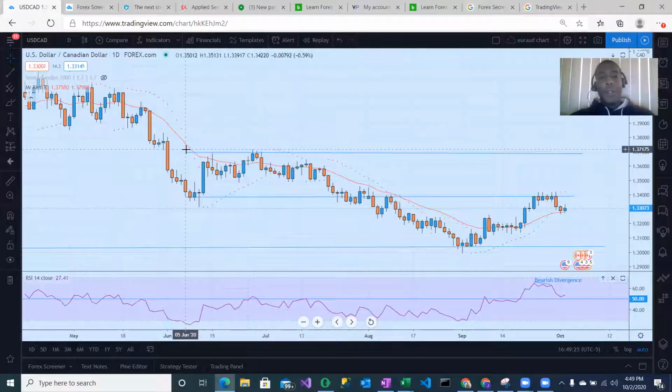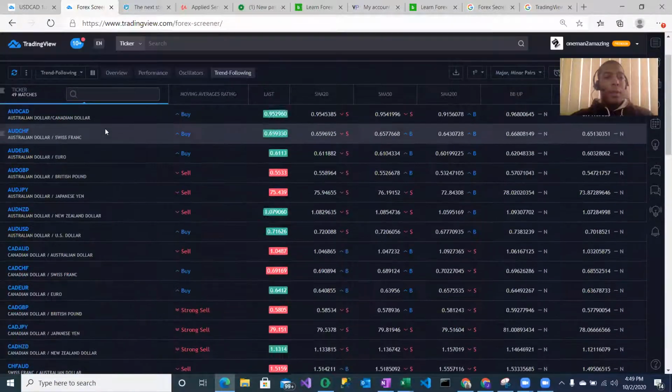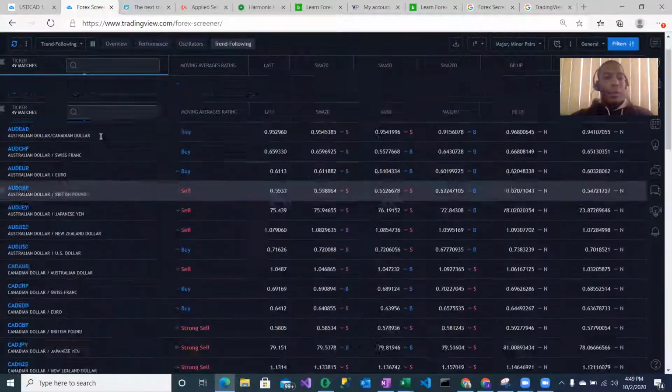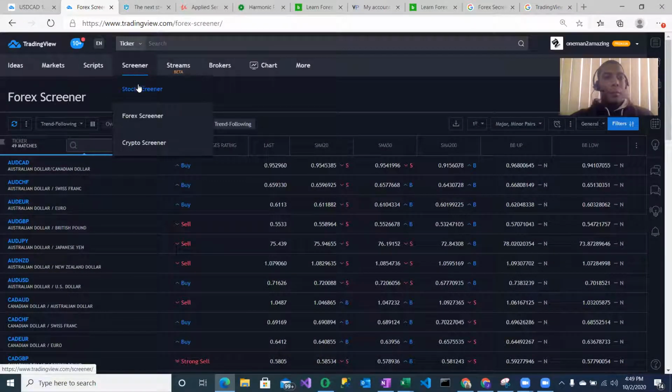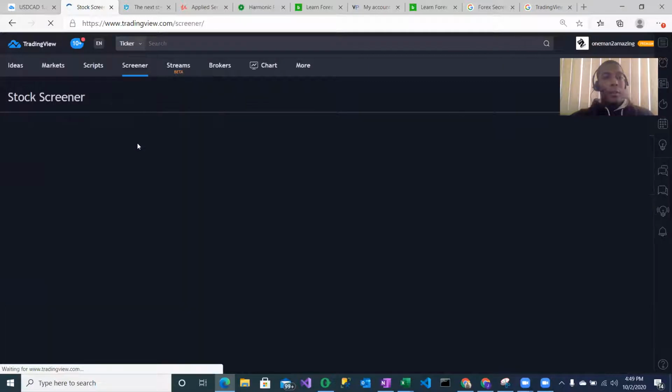So I wanted to show this system because not everybody trades Forex, and understandably so, everybody has their thing that they like to trade. So I wanted to come over here and mess around. They have the Forex screener, but they also have a stock screener and a crypto screener.